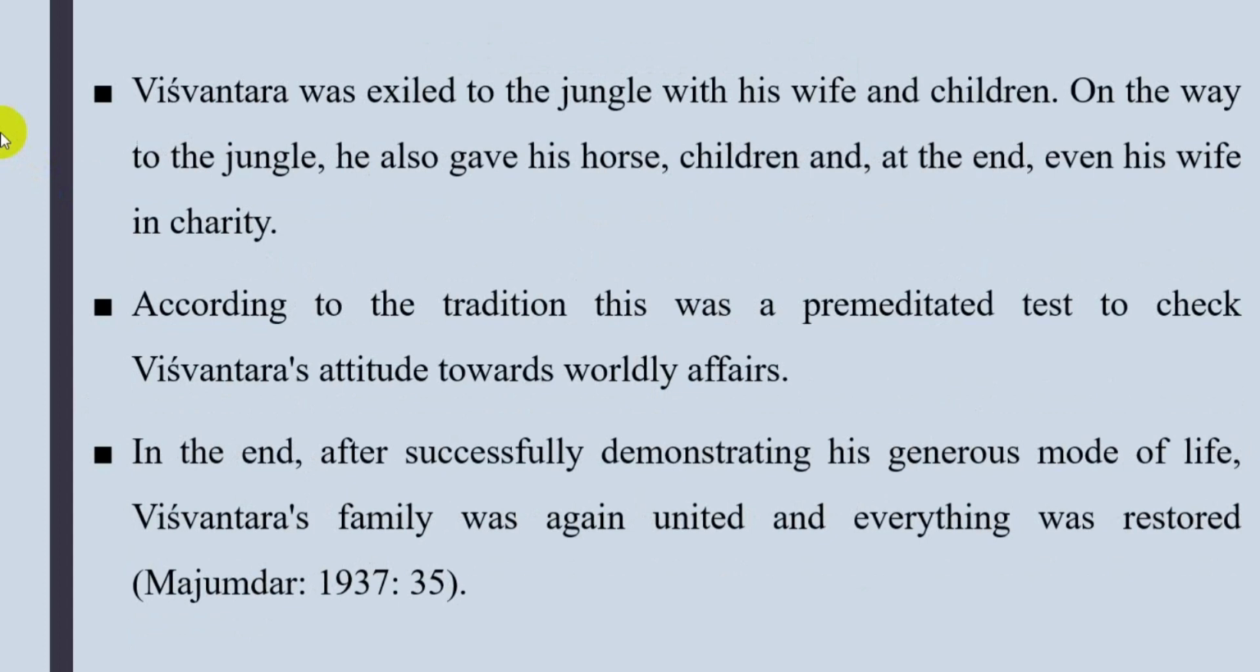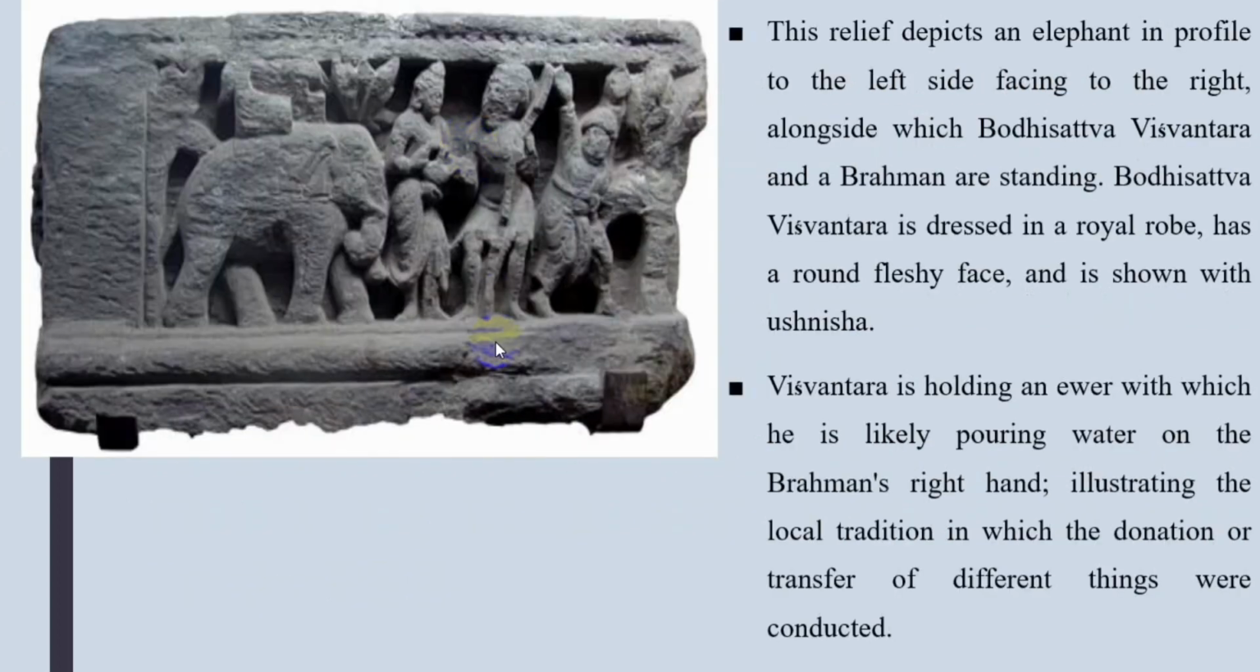Vishwantara was exiled to the jungle with his wife and children, and on the way to the jungle, he also gave his horse, children, and at the end, even his wife in charity. According to the tradition, this was a premeditated test to check Vishwantara's attitude towards worldly affairs, and in the end, after successfully demonstrating his generous mode of life, Vishwantara's family was again united and everything was restored. So this is the panel that shows the story of Vishwantara Jataka.